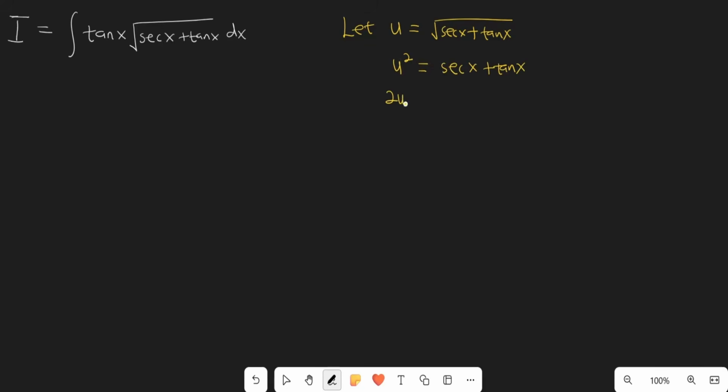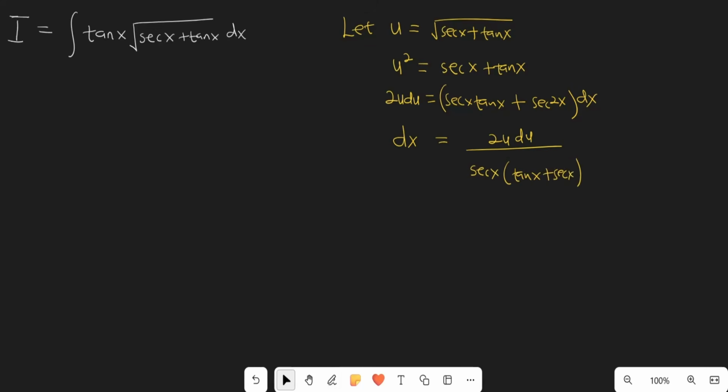And now differentiating, 2u du is going to be equal to differentiating this: secant of x tangent of x plus secant squared of x, that is differentiating secant of x and tangent of x, and then dx. Then let's isolate the dx, that is going to be 2u du divided by secant of x tangent of x. I'm going to factorize secant of x out, and that will leave the tangent of x plus the secant of x, like this.